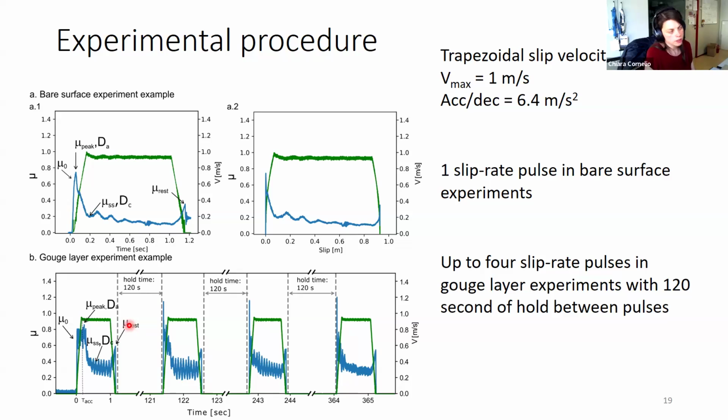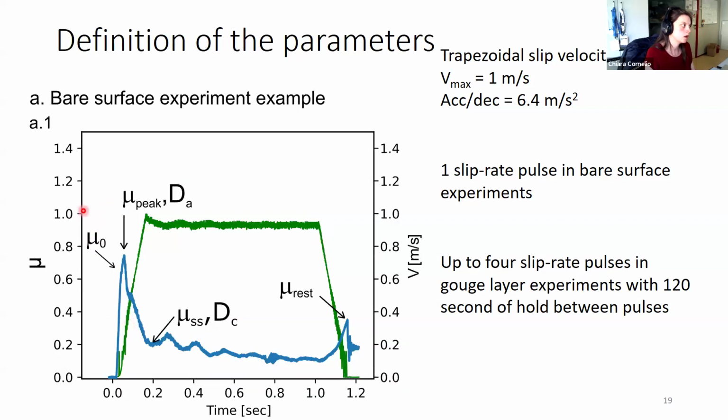For each of our slip events, we can identify 5 parameters. That is the yield friction coefficient here, so the end of the initial elastic phase of deformation. Then we reach the peak friction coefficient with a slip distance that we call dA. And then we have the start of the dynamic weakening until we reach the steady state friction coefficient in a distance that is called dC.